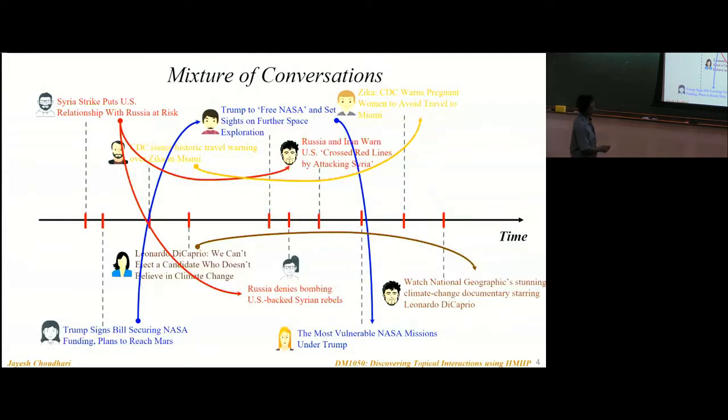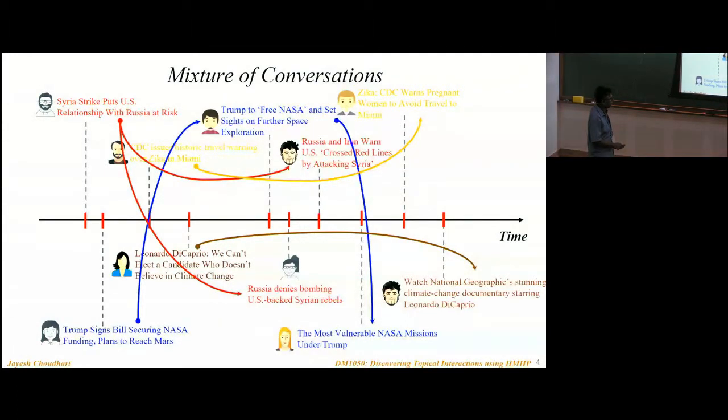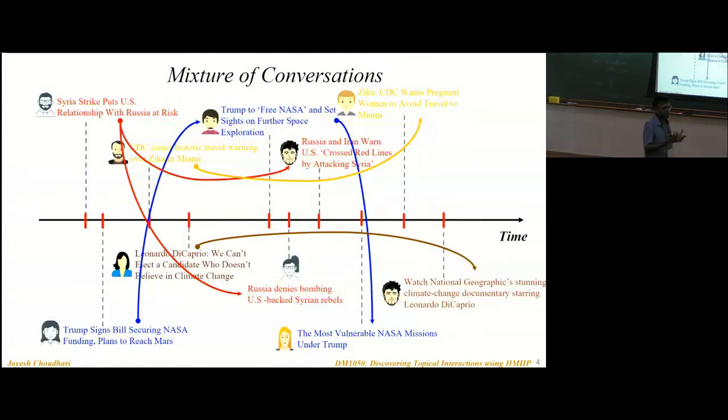Maybe somebody makes this tweet about Leonardo DiCaprio saying that we should not really be electing a candidate who doesn't believe in climate change. And maybe somebody puts out this other tweet that says, watch National Geographic's stunning climate change documentary starring Leonardo DiCaprio. We don't know that this tweet was influenced by this tweet, or that tweet by that tweet. But this is what we want to find out. This is what we want to try to model.